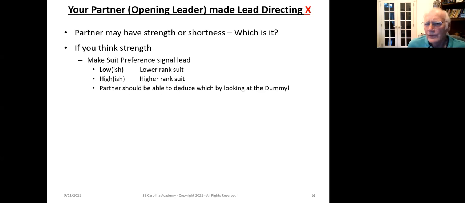Partners should be able to deduce what's going on by looking at the dummy and their hands once you've made the lead. This is assuming that you don't have a power lead that you can make, where your partner has made the lead-directing double.